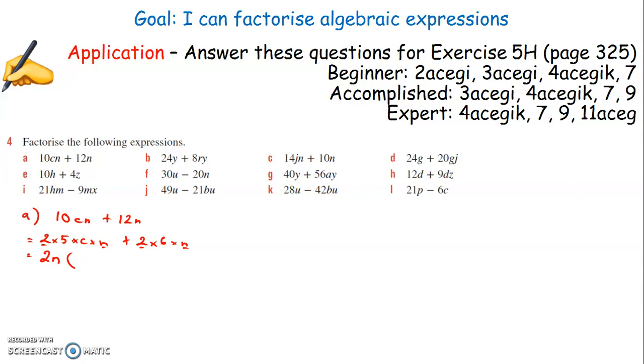And what do we have left for the first term here? We have 5 times c, or 5c. And for the second, we have plus just the 6 left. So there we go. That's our answer for A.